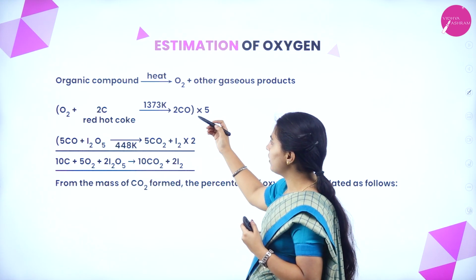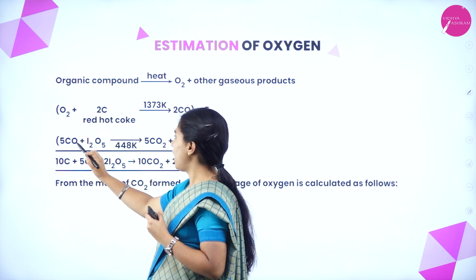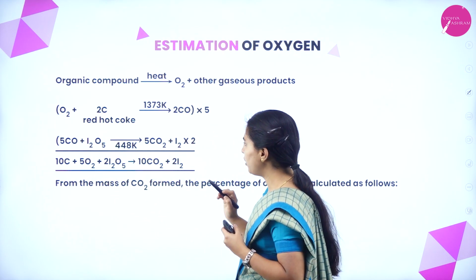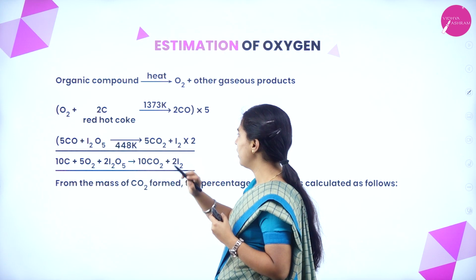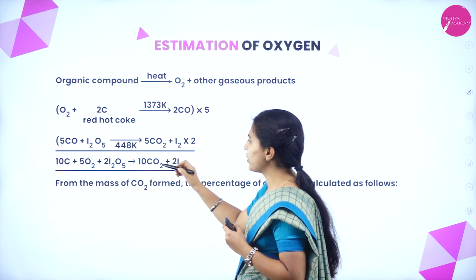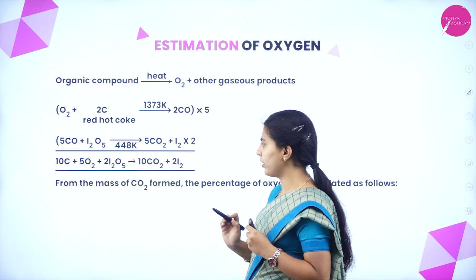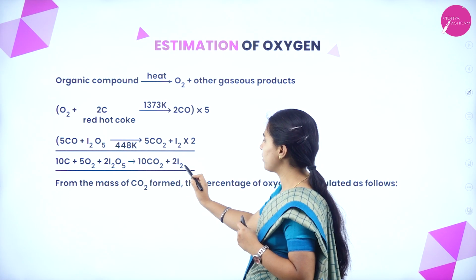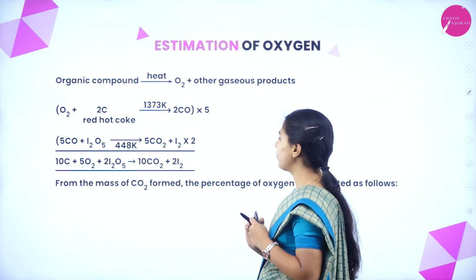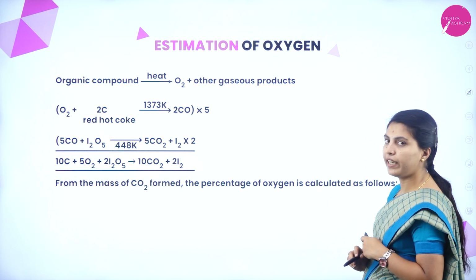Okay, it is a redox reaction they are doing, into 5 carbon monoxide. This is iodine pentoxide at 448 Kelvin. Carbon dioxide and iodine gas will be formed. The overall reaction is 10 carbon plus 5O2 plus 2I2O5, that is iodine pentoxide, giving carbon monoxide and iodine gas. From the mass of carbon dioxide formed, the percentage of oxygen is calculated as follows.